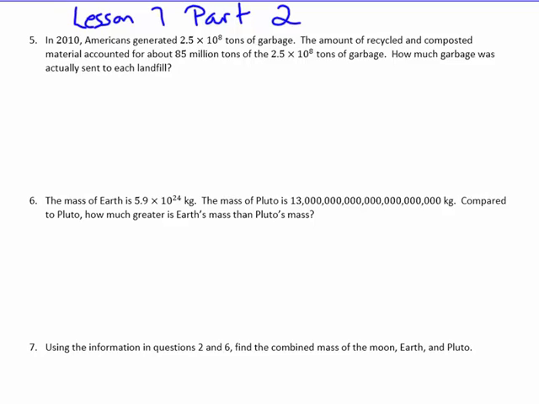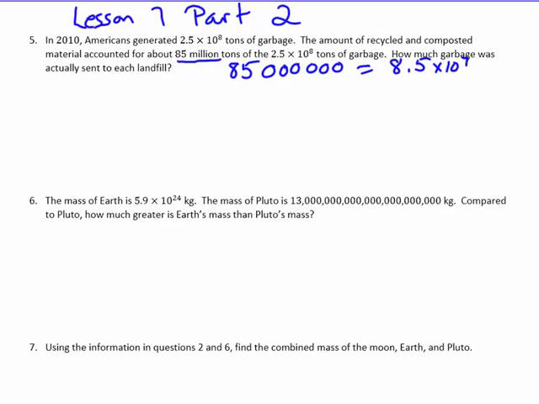So in 2010, America generated 2.5 times 10 to the 8th tons of garbage. The amount of recycled and composted material accounted for about 85 million tons of that. How much garbage was actually sent to the landfill? So once again, first thing I have to do is make sure all my numbers are written in scientific notation. So I'm going to take my 85 million and put that into scientific notation, 8.5 times 10 to the 7th power.